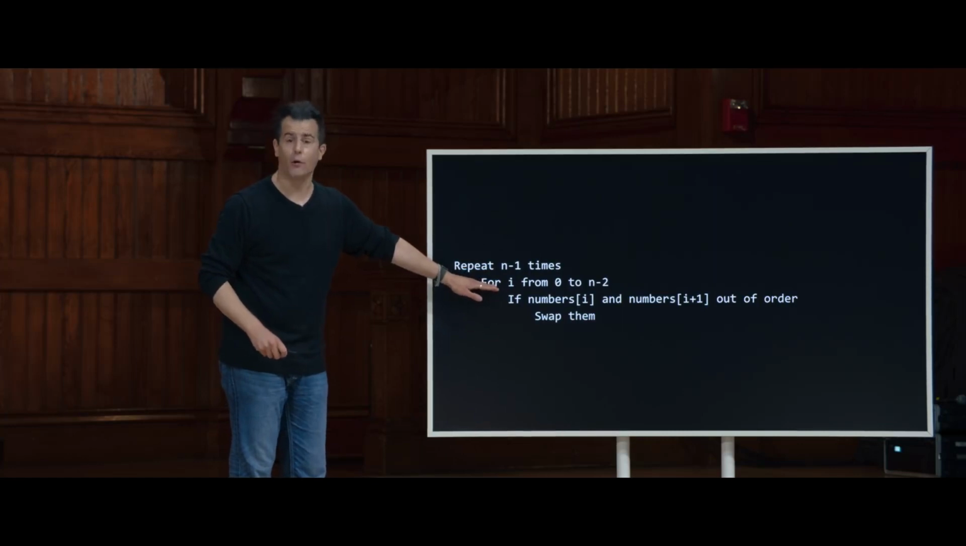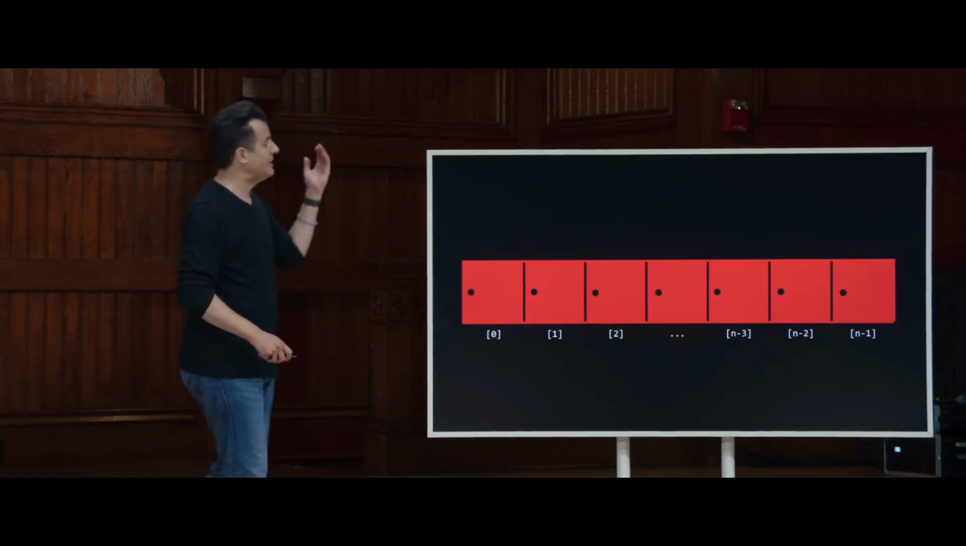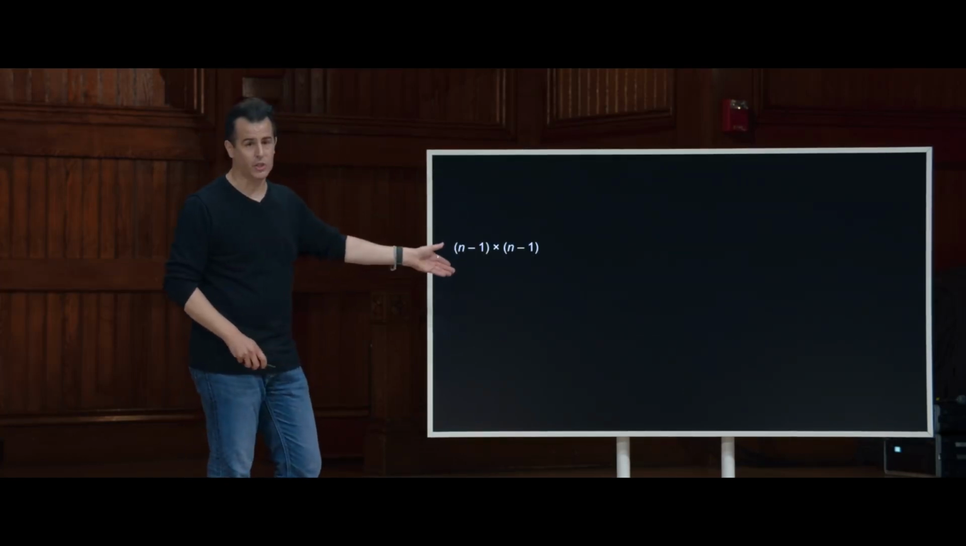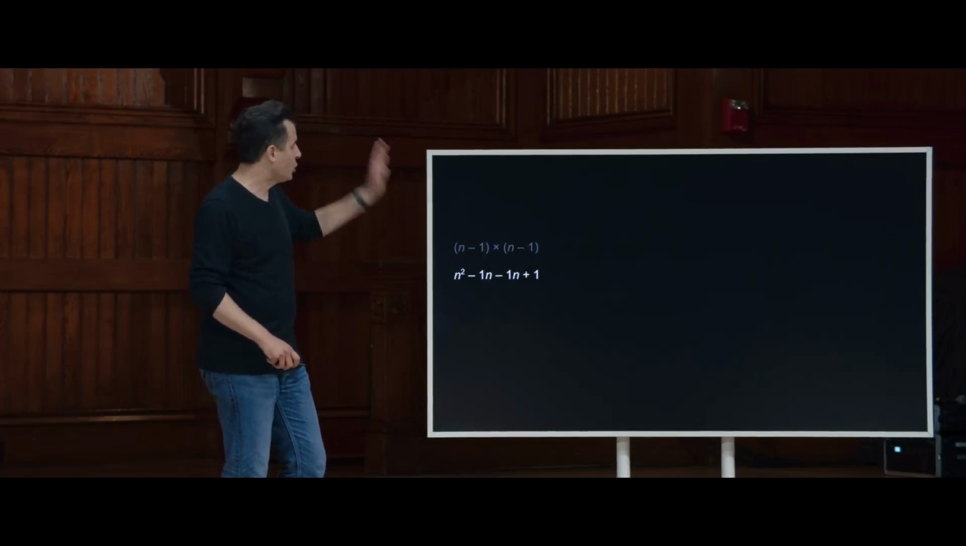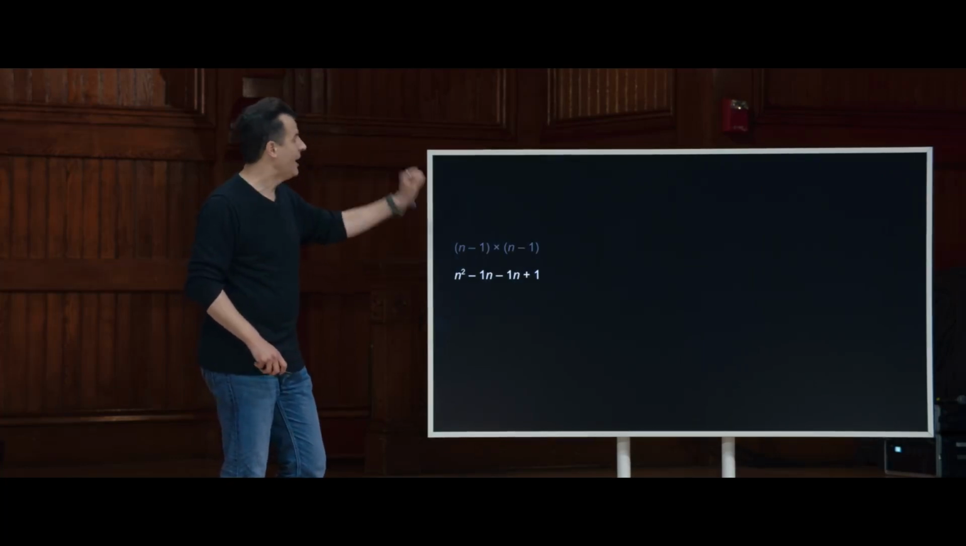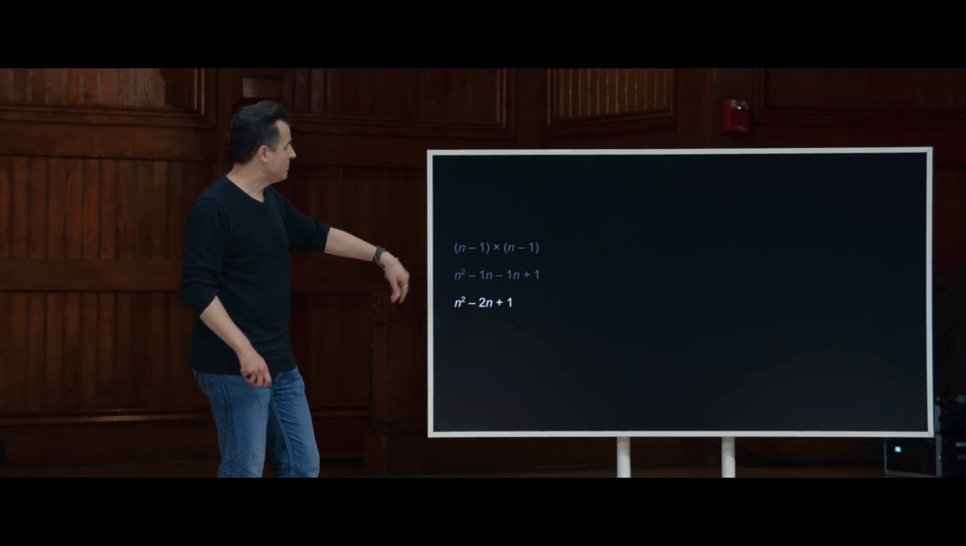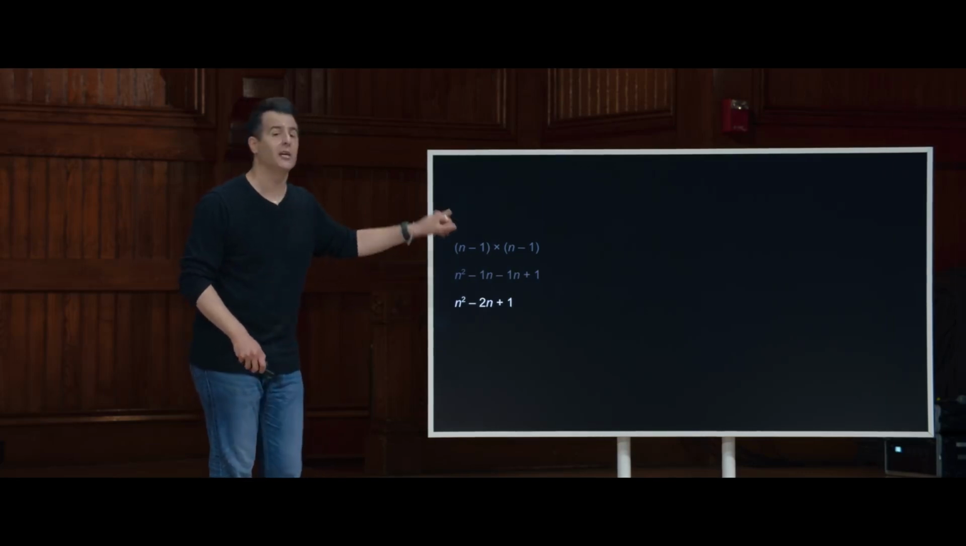Inner loop says do this now n minus 1 times. Mathematically then, that's n minus 1 times n minus 1. Now we've got our old FOIL method. So n squared minus n minus n plus 1. Combined like terms gives us n squared minus 2n plus 1.